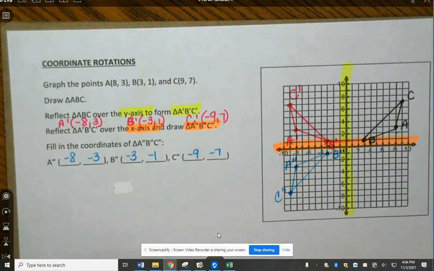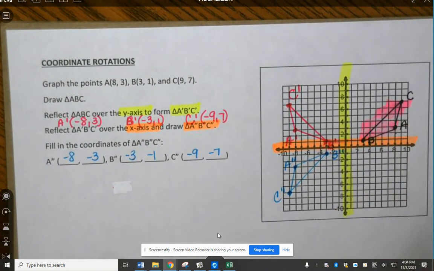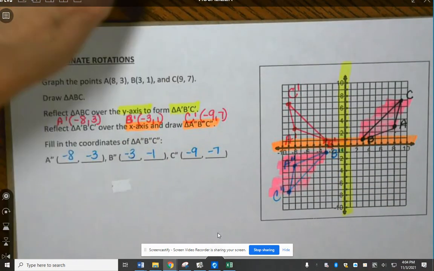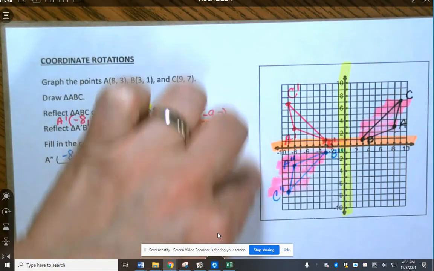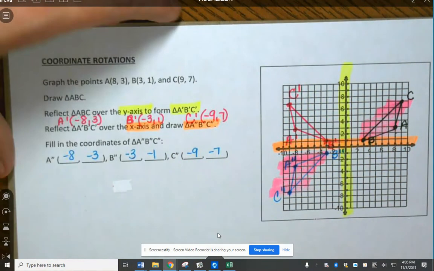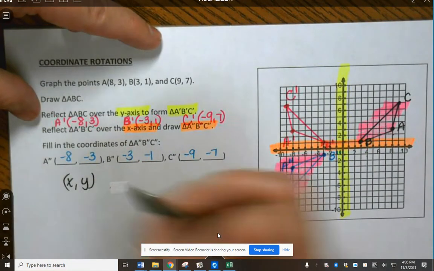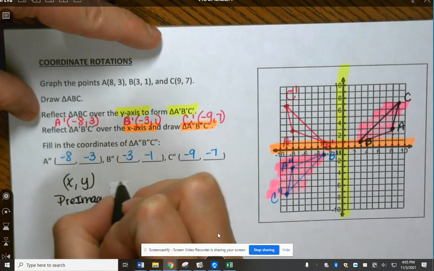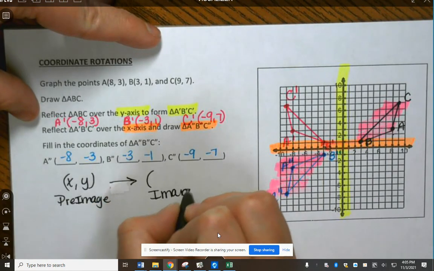So if you were to look at your pre-image to your final image, you will see that it's a rotation. It looks like this figure in quadrant 1 was turned, or rotated, to become the figure in quadrant 3. So what's happening here is my original x, y from my pre-image is going to go to my image, the final image.